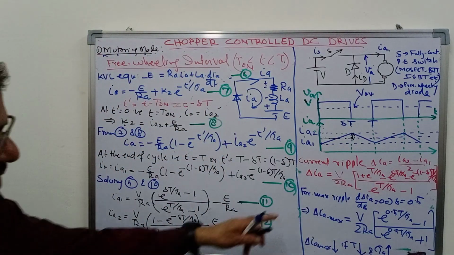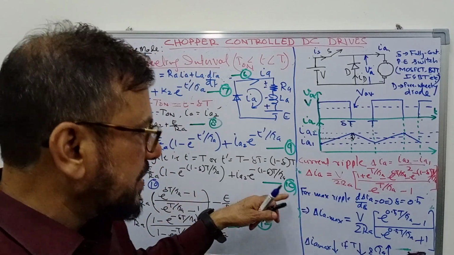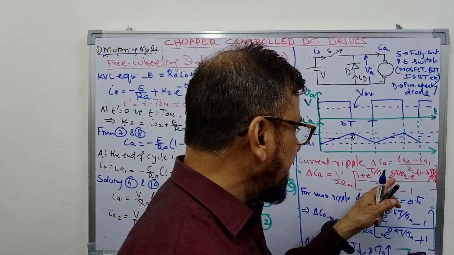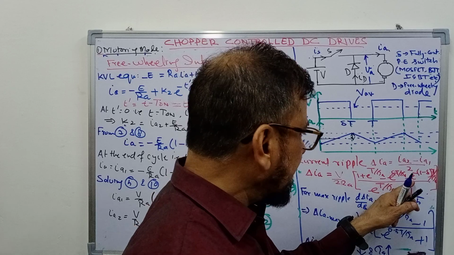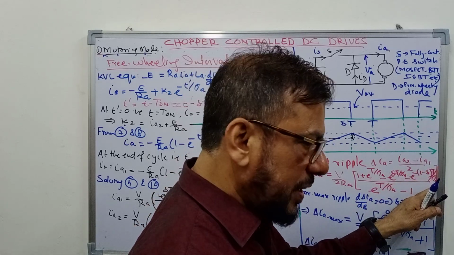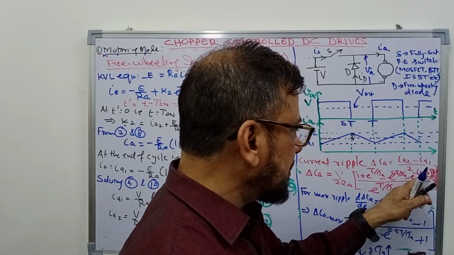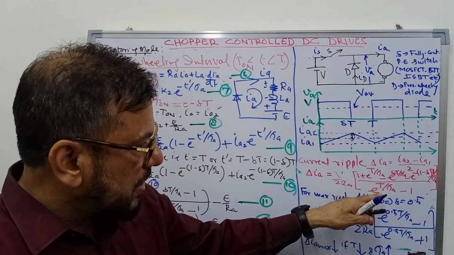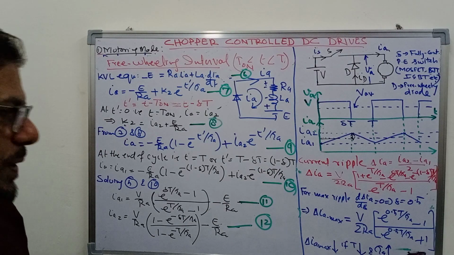So you can write the expression of this. Just put the values of Ia1 and Ia2, you get this expression: 1 plus e to the power t upon tau a minus e to the power delta t upon tau a minus e to the power minus 1 minus delta t upon tau a. It is not very clear. It is 1 minus e to the power delta t upon tau a upon e to the power t upon tau a minus 1. So this is the expression for the current ripple.